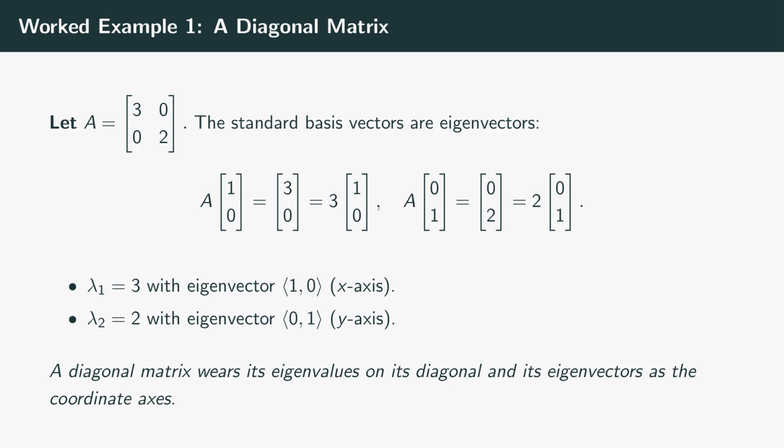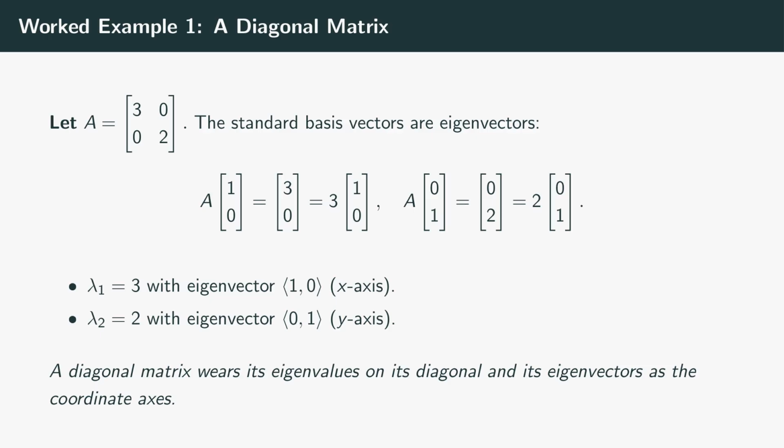Now the second basis vector, 0, 1. Multiplying gives 0, 2, which is 2 times the original. So 0, 1 is an eigenvector with eigenvalue 2. The y-axis stretches by a factor of 2. No rotation, just two independent stretches along the coordinate axes.